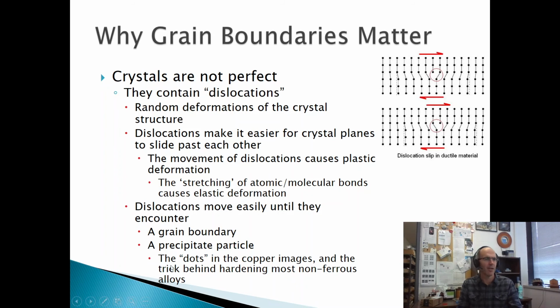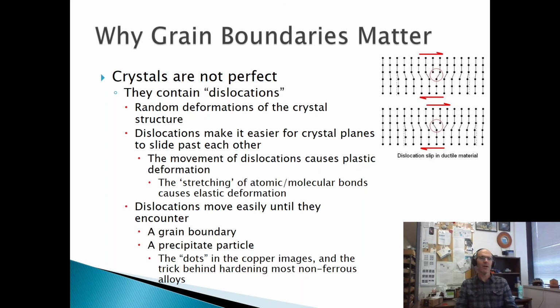Okay, here I use the word precipitate. Precipitate is another one of the types of inclusion. So those dots, okay, will form in there, and this dislocation will slip along there until it bumps into a dot or until it bumps into a grain boundary, and then it'll get locked up.